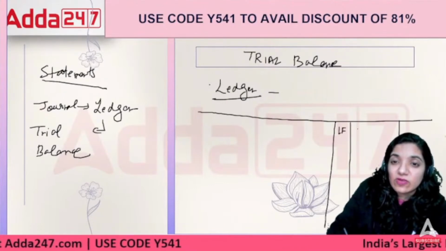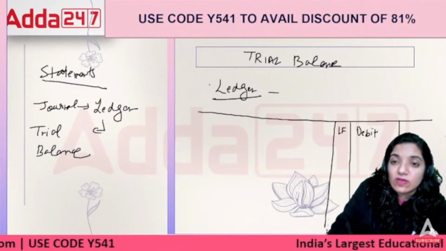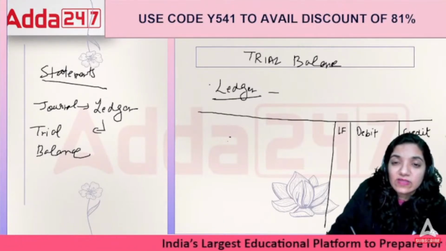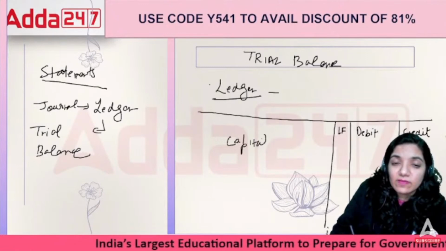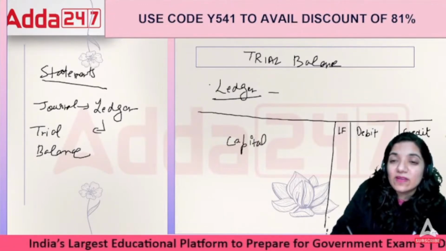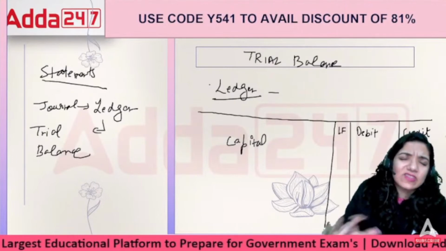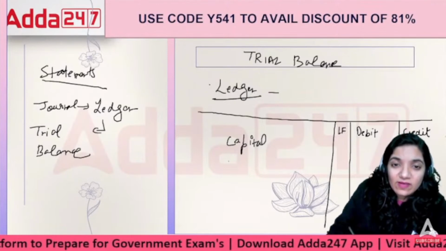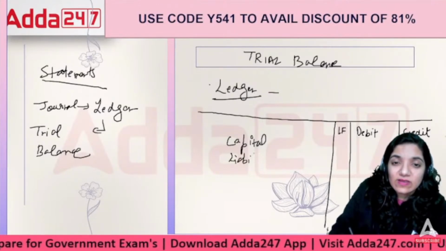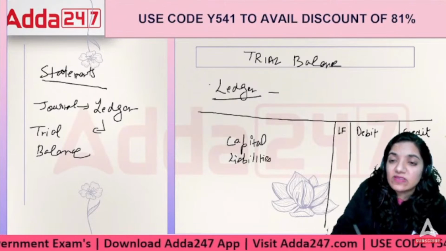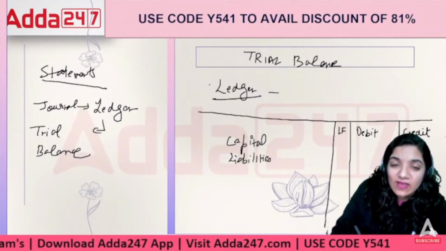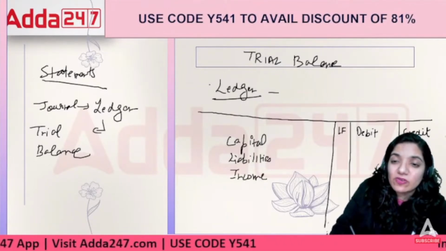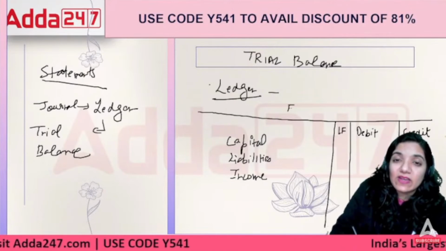This is ledger folio. Credit. This starts with capital. Capital should be credited. The balance of capital ideally is on the credit side. Then we have liabilities. Liabilities are always shown on the credit side. And then we have incomes. Even in the trial balance, it would come on the credit side. It is prepared at the end of the year.